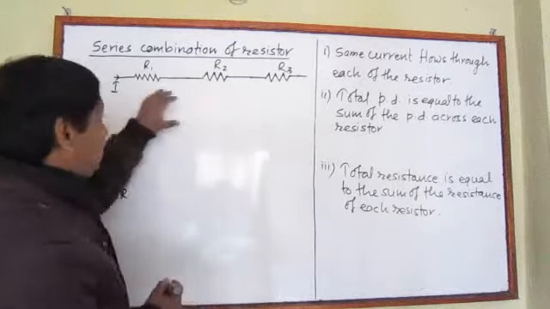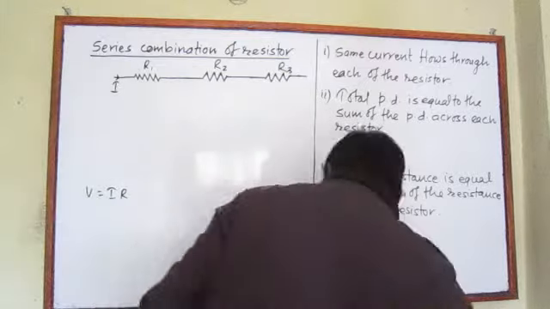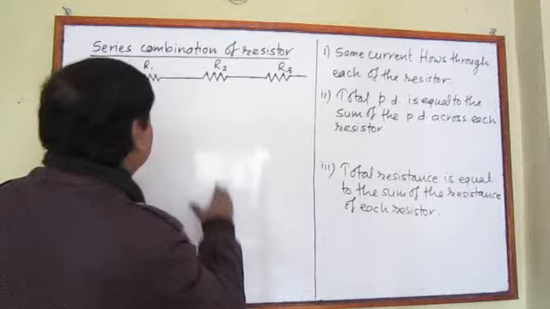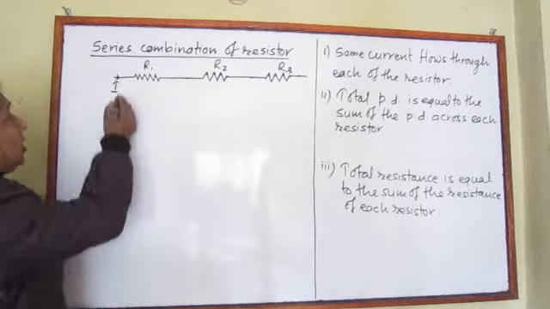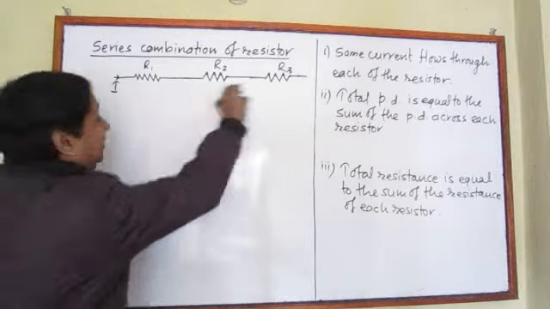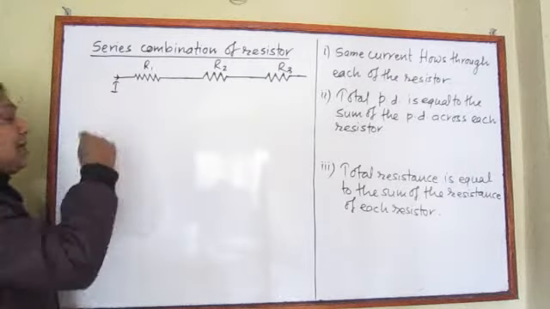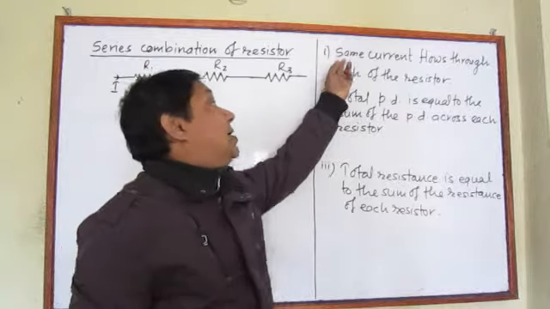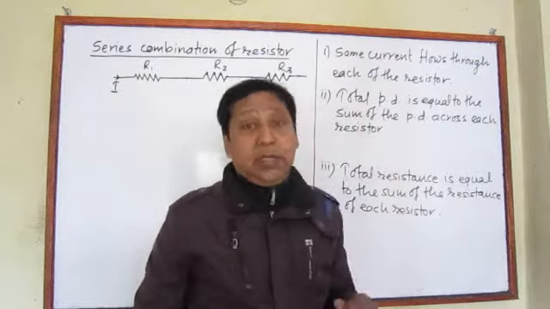Now this is the diagram to represent a series combination. Now I want to talk about the characteristics of this combination of resistors. As I told you just now, if there is no other path for the flow of current, only a single path, then the same current flows through each of them. That's why it can be taken as one of the characteristics of a series combination of resistors. We can say that the same current flows through each of the resistors in this type of combination.